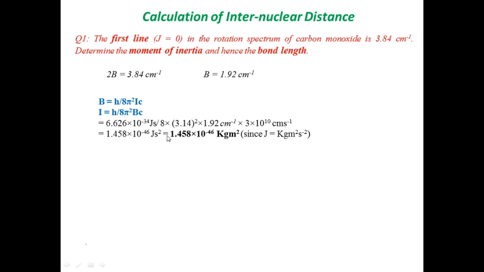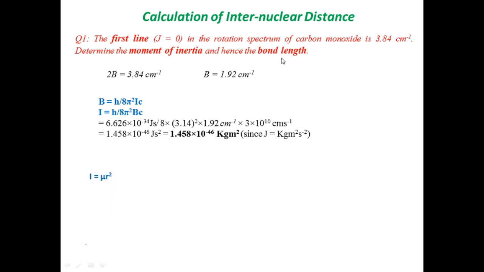The joule second square we can write in terms of kilogram meter square, since joule is equal to kilogram meter square second raised to minus 2. Then we substitute for joule. Usually moment of inertia is expressed in kilogram meter square.